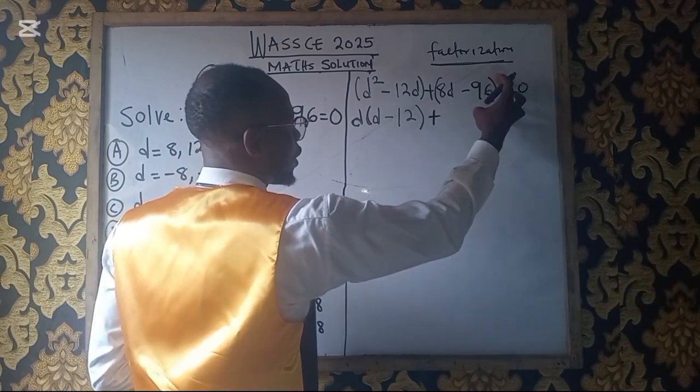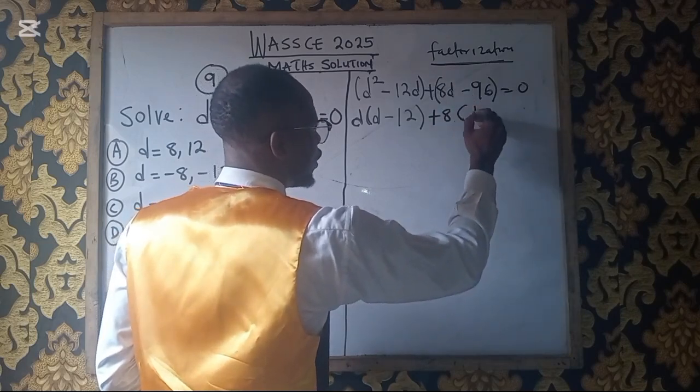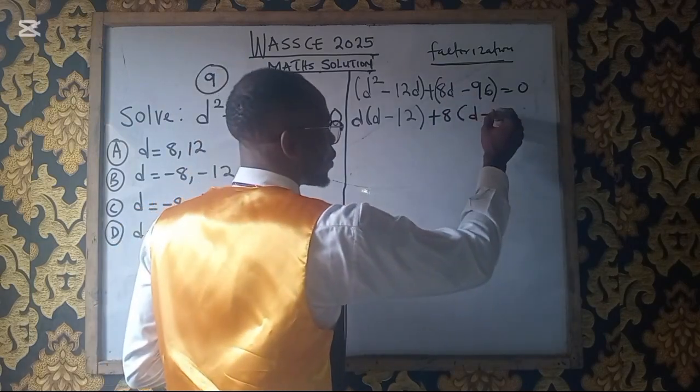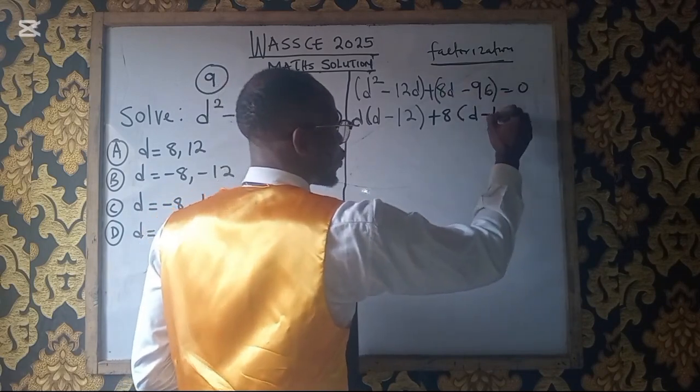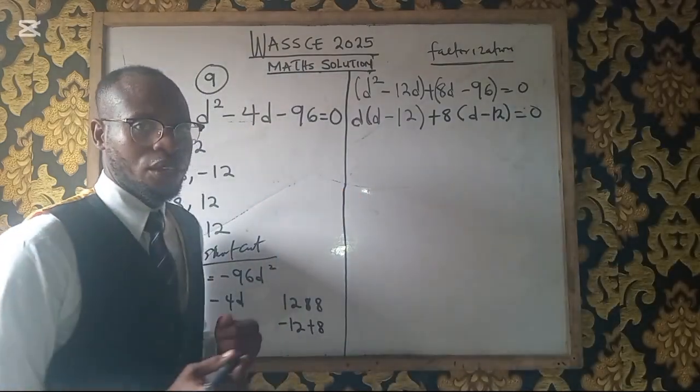Then here we have plus 8 and minus 96. The common factor of 8 and 96 is simply 8. You bring 8 out. Then you have d. Plus times minus is minus. Then 96 divided by 8 will give us 12. Then you say everything equals what? 0. Can you see that?